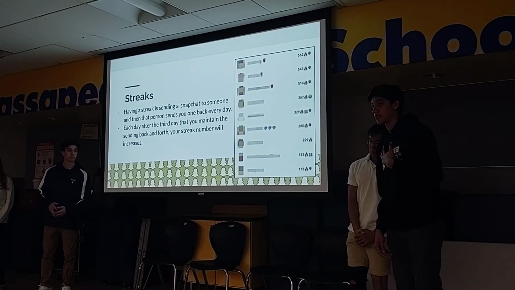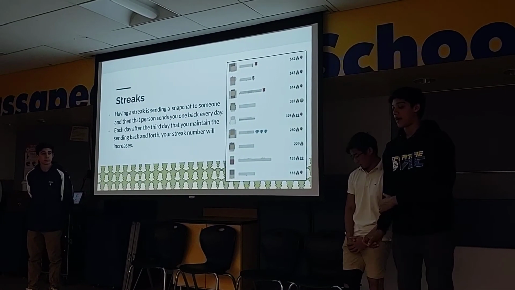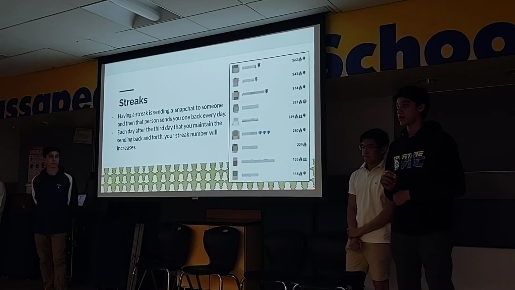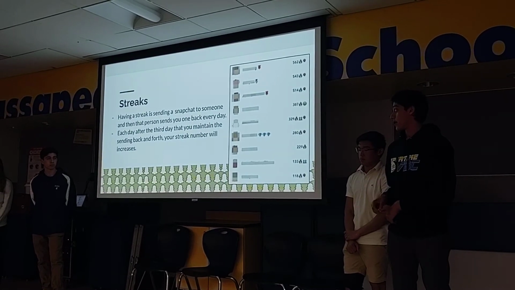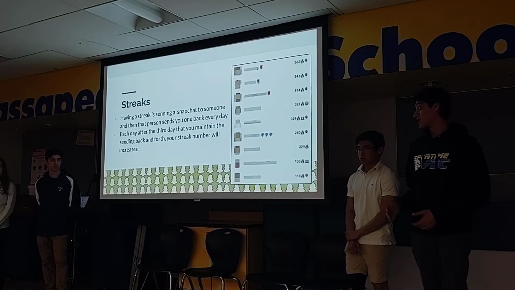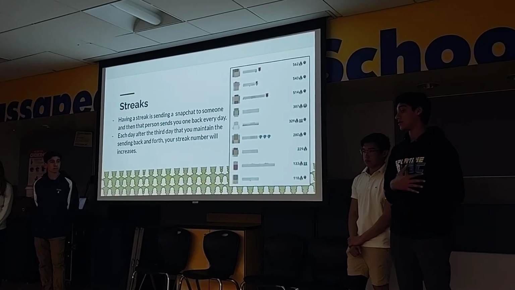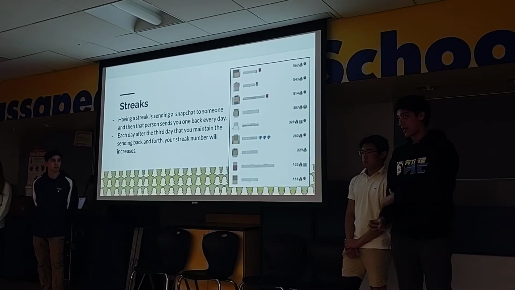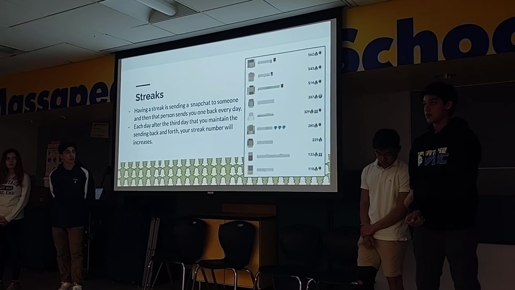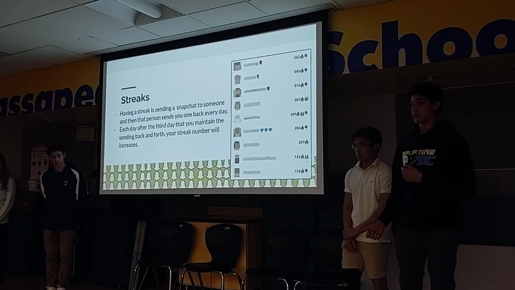Streaks are another feature of Snapchat. How a streak works is if you send a snap to someone, a snap is basically just a picture that you take, and they send a snap back, and you do that at least once every day, your streak will continue. Now the problem with this is that people want the highest streak possible, so sometimes they add strangers, knowing that every single day they're going to snap them back. This is dangerous for obvious reasons, because you don't want to add strangers as friends.